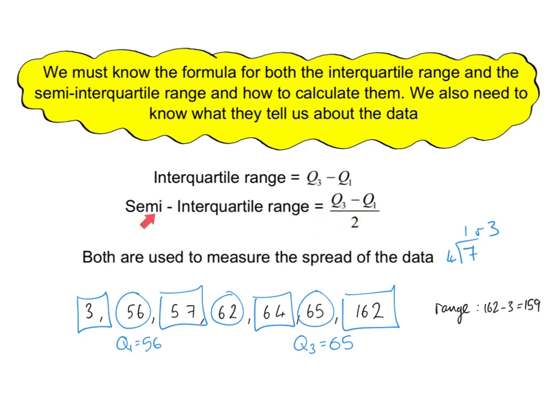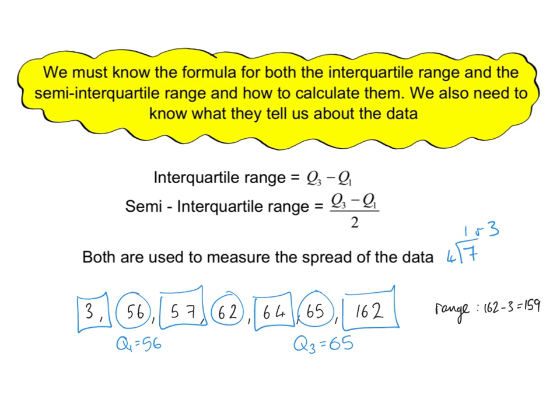Remember, when you put semi in front of a word, it generally means half of. Think about semicircle, it just means half a circle. So the semi-interquartile range is just the interquartile range divided by 2. Now, this one, the semi-interquartile range, is the one that appears in the National 5 specification, so it's the one you're most likely to be asked for. Make sure that you learn these two formulas off by heart.